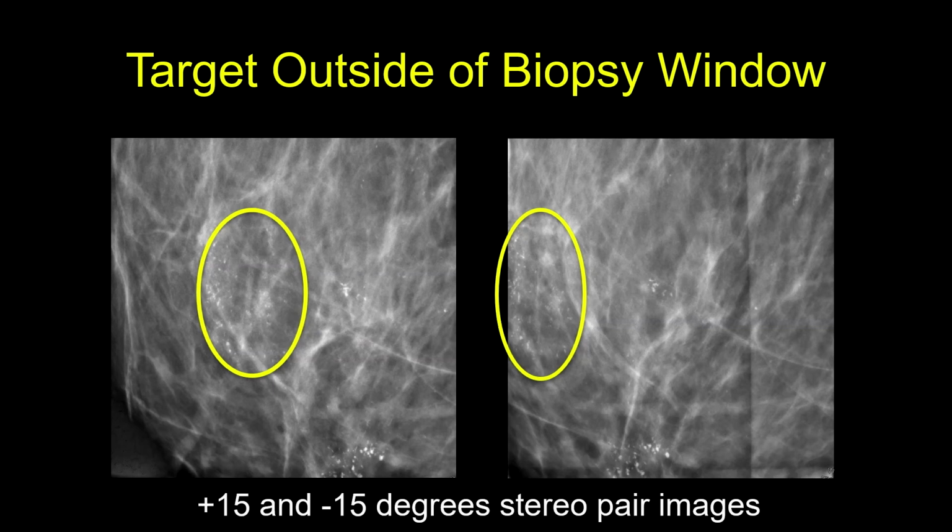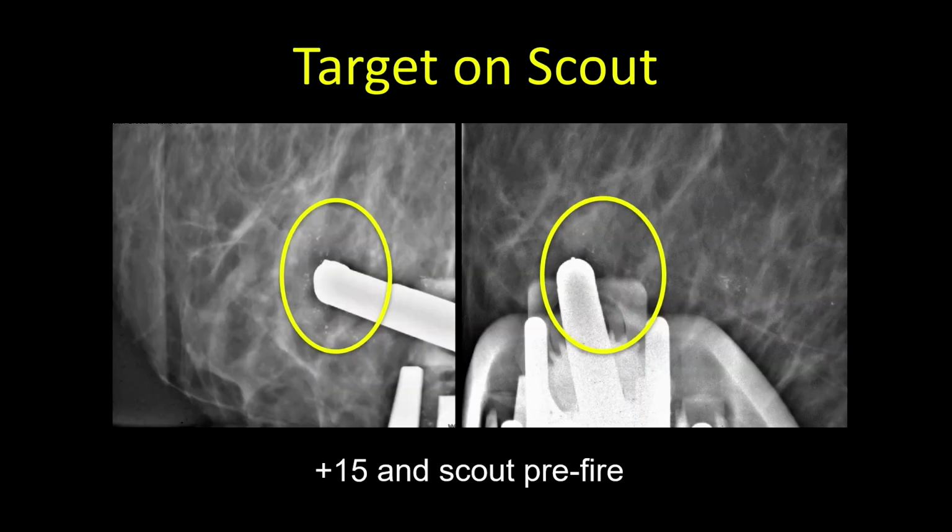So here, in your target plus 15 degree, minus 15 degree images, your target is at the edge. Sometimes, a lot of times, it is actually completely outside of the image on one of them. So you can either reposition the breast so that the target is better positioned, or you can go ahead and biopsy it by targeting on the scout, okay?